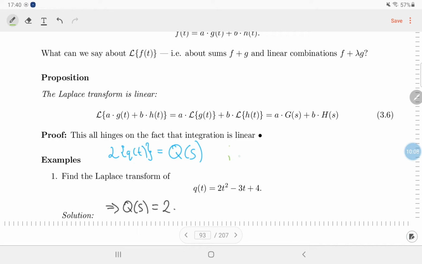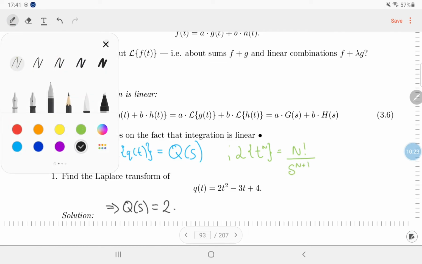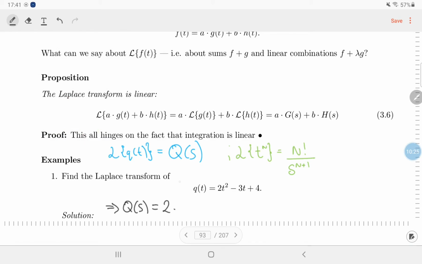We better write down a little formula for ourselves. I know it's on the previous page: the Laplace transform of t to the n is n factorial divided by s to the power of n plus 1. So if I'm sending t squared here, n is equal to 2, so it'll be 2 factorial over s to the power of 2 plus 1.